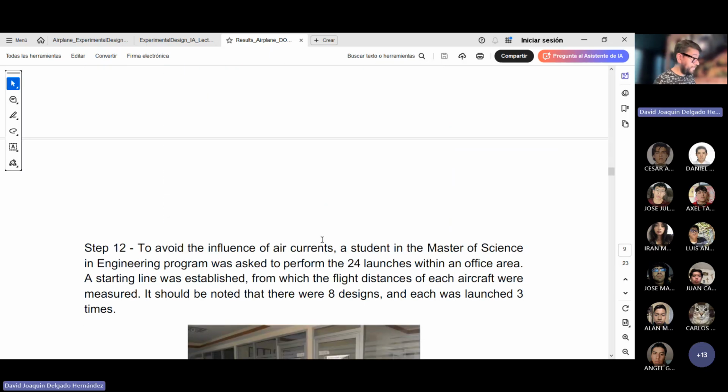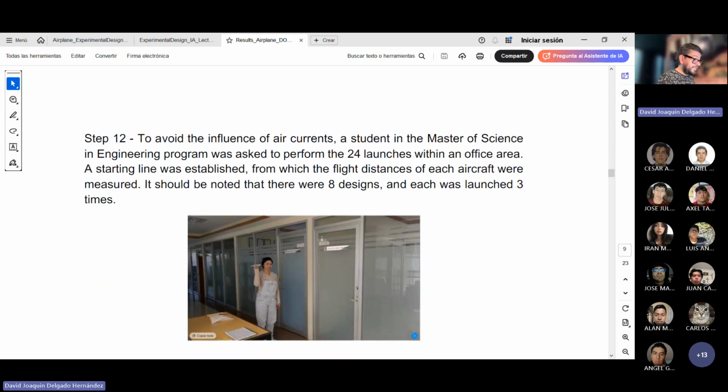Step number 12, to avoid the influence of air currents, a student in the Master of Science in Engineering program was asked to perform the 24 launches within an office area. A starting line was established from which the flight distances of each aircraft were measured. It should be noted that there were 8 designs, and each was launched 3 times.